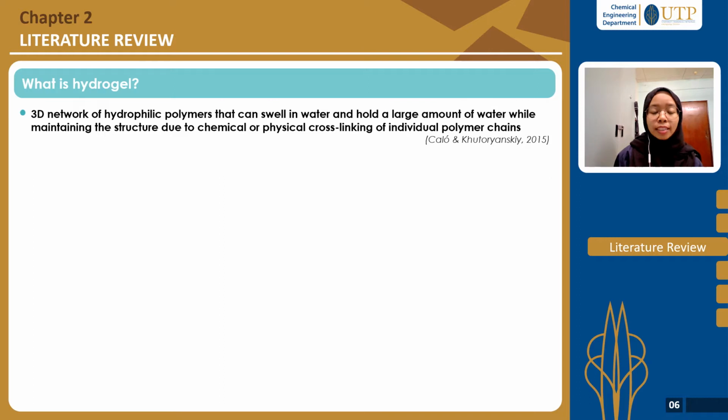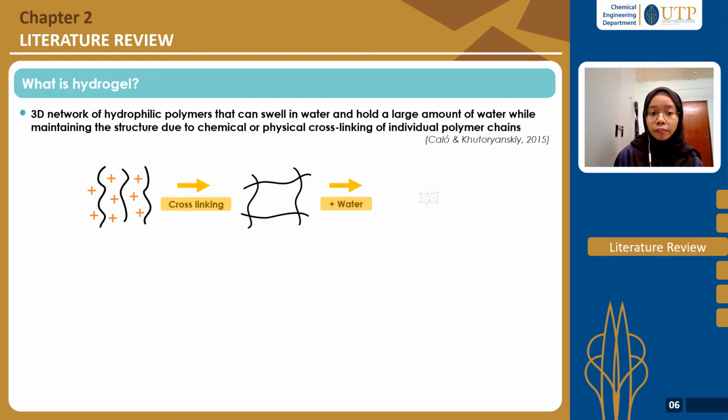We have known what Napier grass is and what cellulose is. Now let's get to know what hydrogel is. So hydrogel is a 3D network of hydrophilic polymers that can swell in water and hold a large amount of water while maintaining the structure due to chemical or physical cross-linking of individual polymer chains. Looking at this figure, initially monomers are not connected to each other, but when cross-linked, they form a network that enables it to hold water within the network.